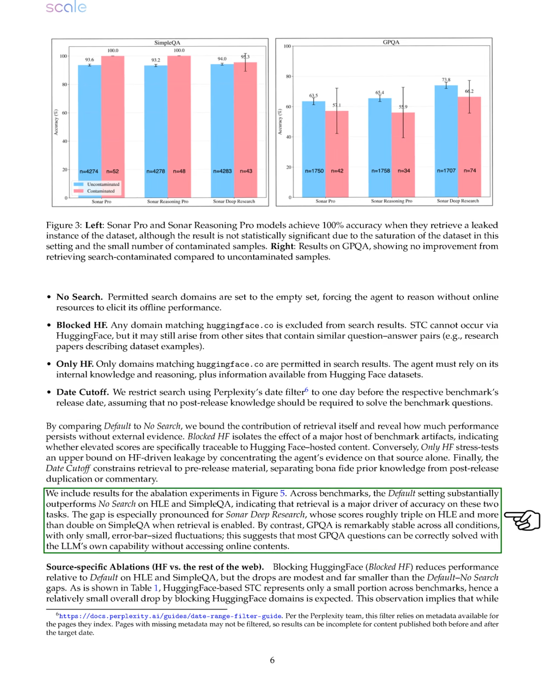Our results from these ablation experiments show that the default setting significantly outperforms no search on HLE and simple QA, indicating that retrieval is a key factor in accuracy for these tasks. The difference is especially notable for Sonar Deep Research, which sees its scores triple on HLE and more than double on simple QA with retrieval enabled. In contrast, GPQA remains stable across all conditions, suggesting that most GPQA questions can be solved effectively using the model's inherent capabilities without online resources.